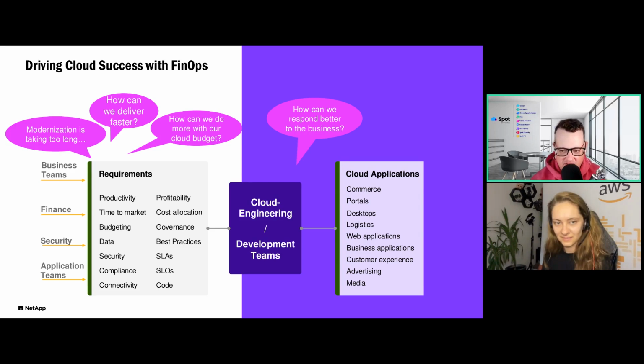And so, in this little diagram here, we've taken things that, especially in my practitioner role, and I'm sure Natalia, you've heard the same comments from the business. It's taking too long to do X. How can we make it faster? How can we do more with our cloud? And the question that we always have as architects is, how can we respond better to the needs of the business and be better partners to the business? And we see these requirements on the right of the things that are important to the business team, the finance team, the infosec team, and the development teams. And then how do we turn those requirements into these important cloud applications, right?